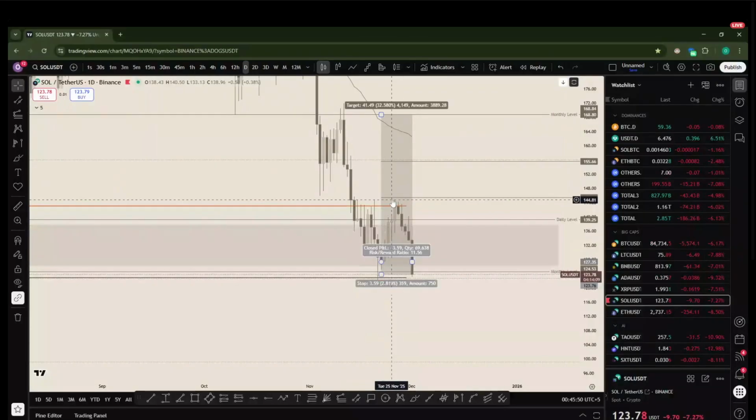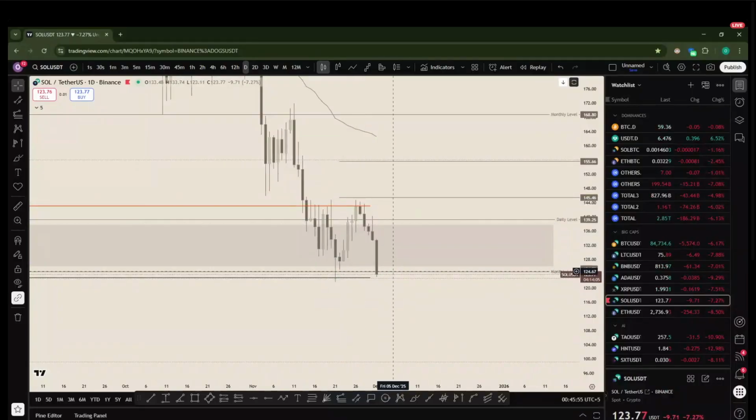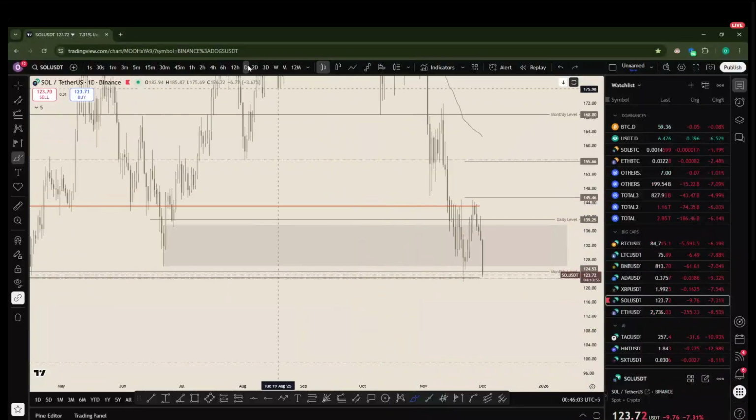Now, for the Solana again, we had this Solana long. We did great profits on that, almost close to the 4.7 hour. But now you can see that Solana is showing extreme signs of weakness. I don't know why anyone would even look to long this coin.